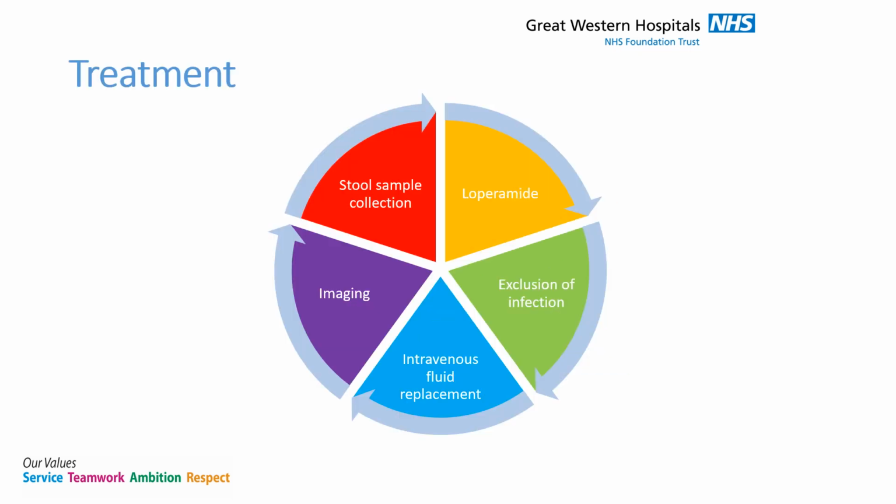So treatment for diarrhoea. Again, stool sample collection is vital. Until we've done that, we can't do anything else. Once we've done that and we've got a negative result, we can give them loperamide or Imodium. And it's really important that they're getting that regularly. So again, it's about encouraging the patients to ask for it should they need it. Once we've excluded any other infection, if we need to, we can replace fluids with intravenous replacement.